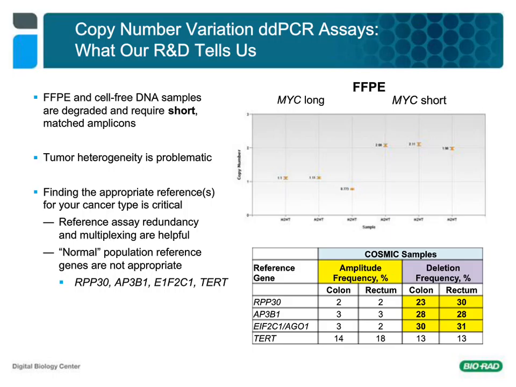Tumor heterogeneity also causes problems for copy number variation studies. Identifying the most appropriate reference for your tumor type is critical. We recommend using multiple references and multiplexing. Normal population references, especially TERT, are not appropriate for many cancers as they are frequently deleted or amplified in certain cancer types.